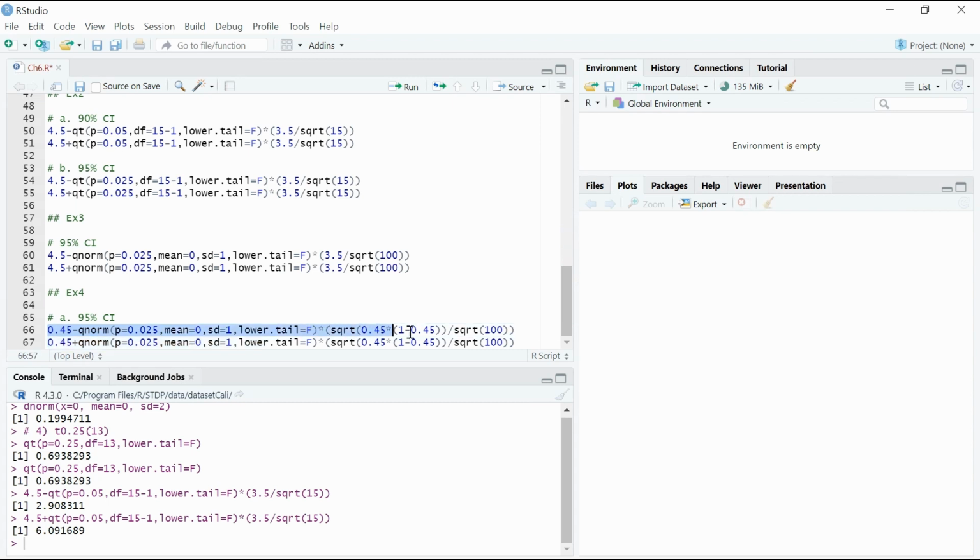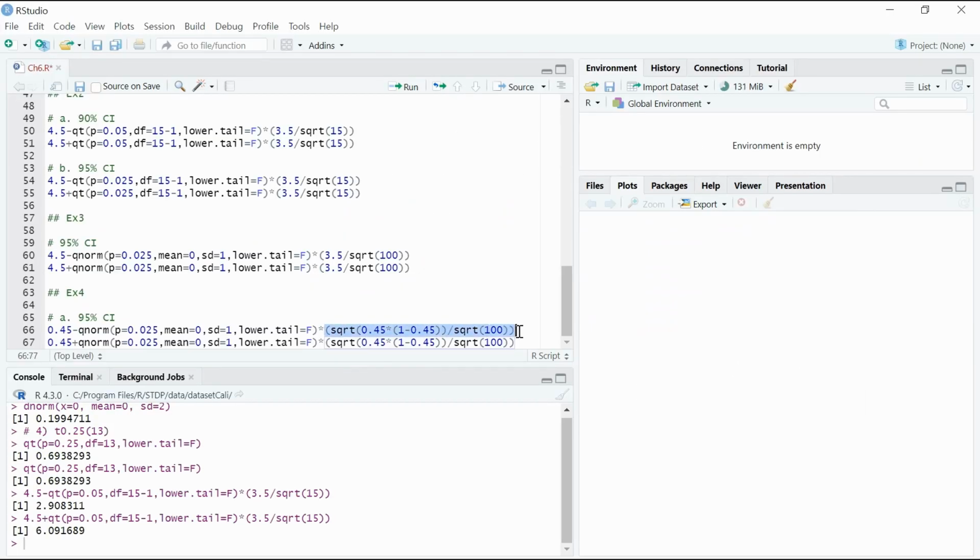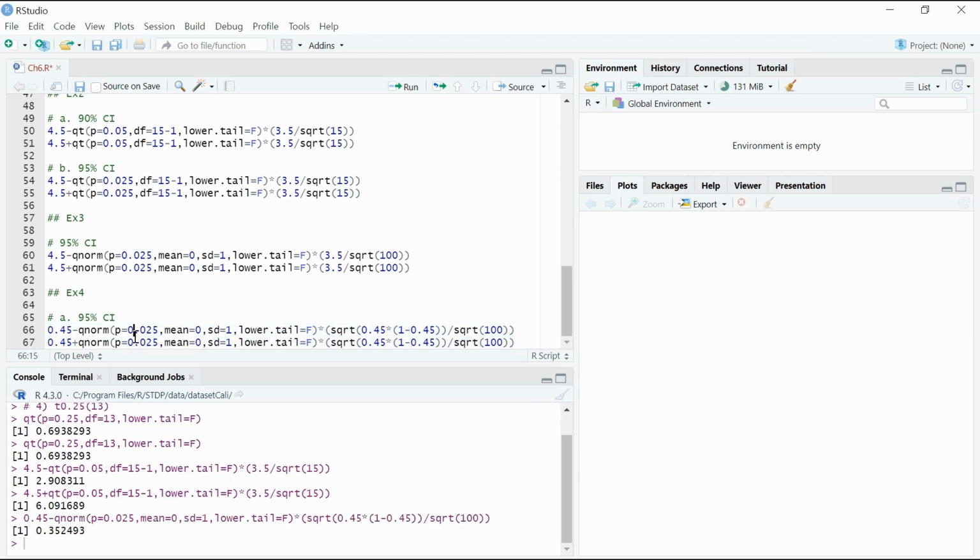So this is why I used this code here. This is the part for getting the quantile value from the normal distribution, and this is the part for getting the square root of p bar multiplied by 1 minus p bar divided by n, which is the same as this formula. So if you run this code, you can get the confidence interval for the population proportion, including the upper bound.